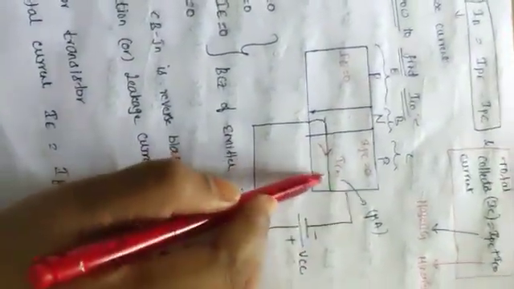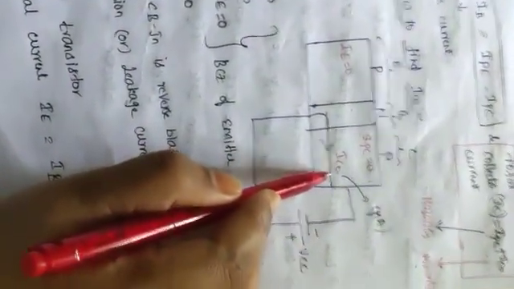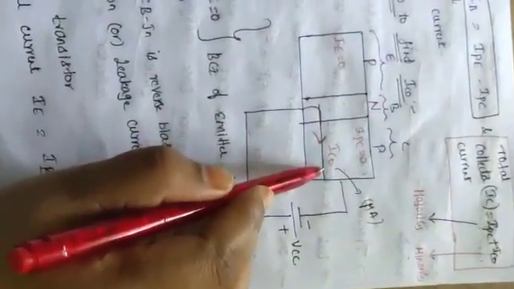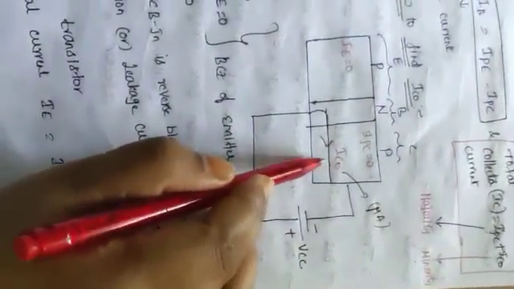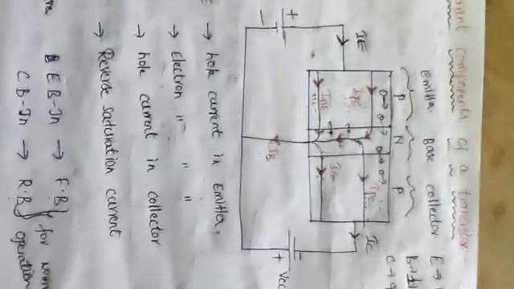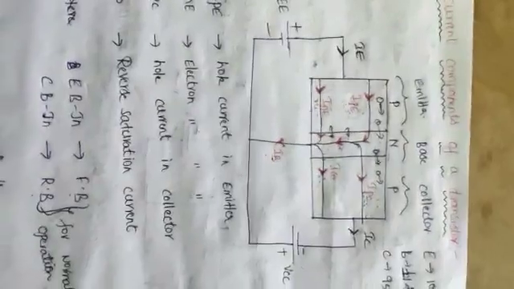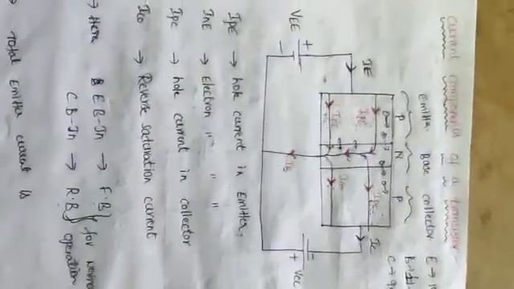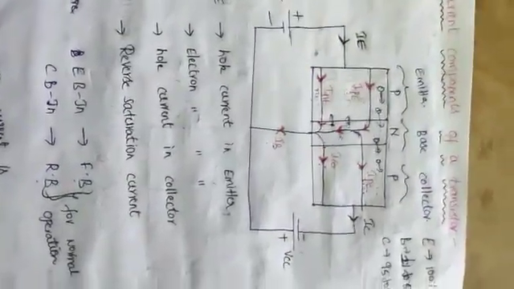It is in the order of microamperes. This reverse leakage current is due to minority charge carriers, which depend on temperature and not on the applied reverse voltage. We already discussed this in the PN junction diode working in reverse bias. So this is about the different current components of a transistor.